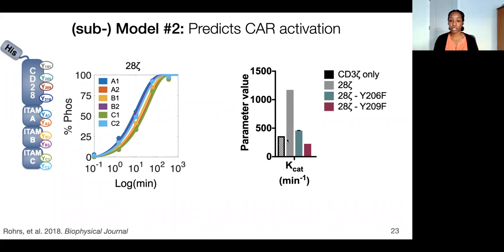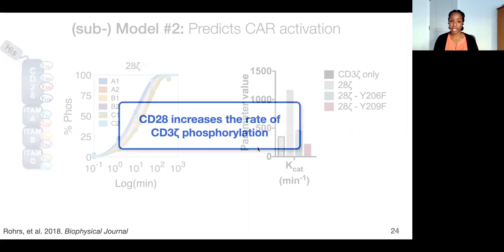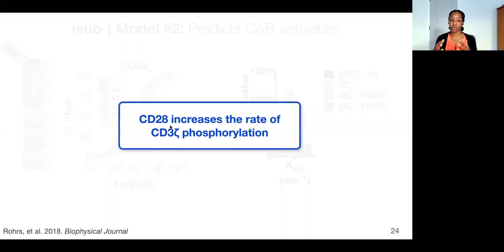If we look at only the catalytic rate, so the rate at which LCK mediates phosphorylation of the sites on CD3 zeta, when CD28 is not present, that's what's shown in the black hashed bar here. And then when CD28 is present, we see a 3-fold increase in that catalytic rate. We also tried to understand the importance of different tyrosine sites on CD28 by mutating them to phenylalanine, and we can see how they affect the catalytic activity of LCK. But the takeaway message from here is that the presence of CD28, this co-stimulatory domain on the CAR, increases the rate at which LCK phosphorylates sites on CD3 zeta.